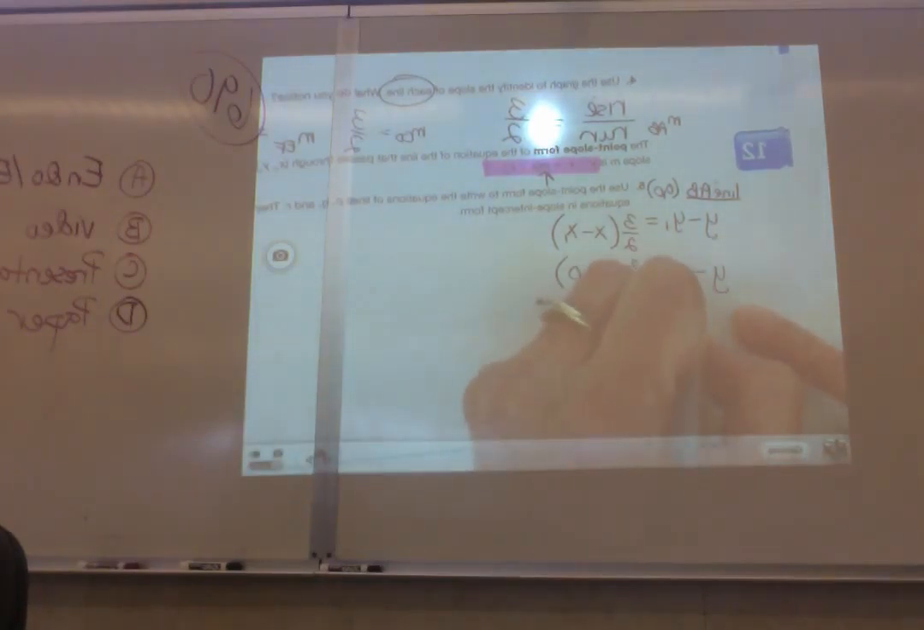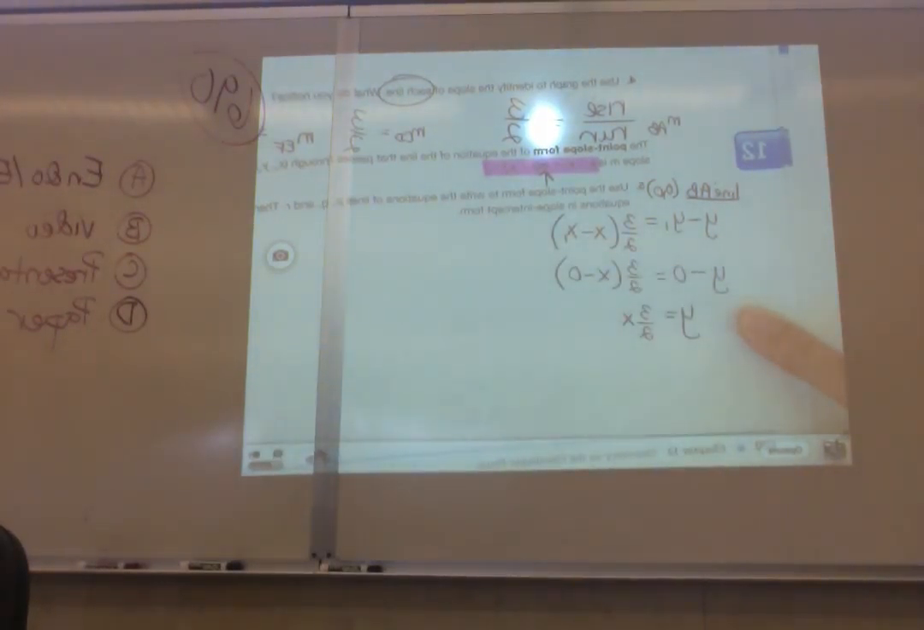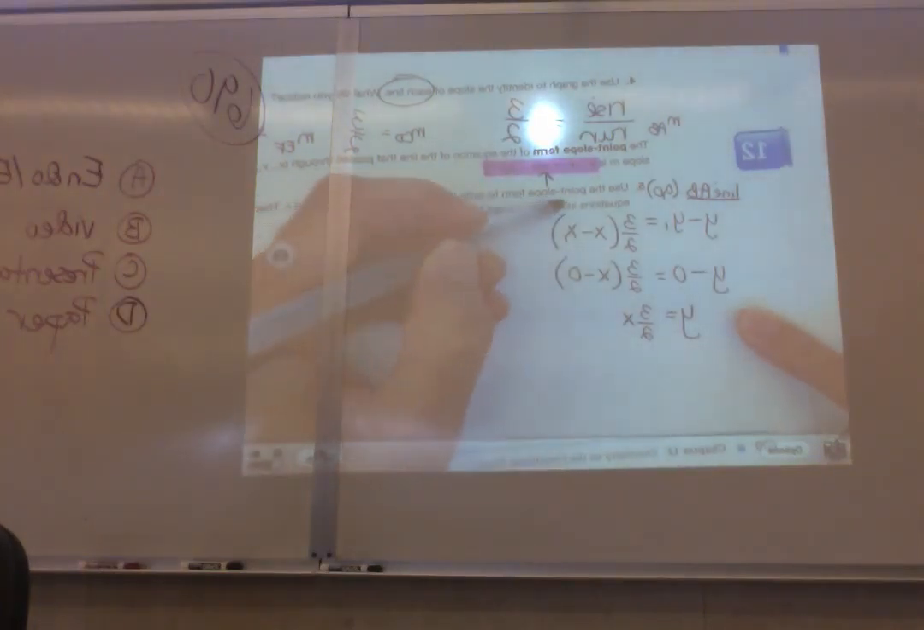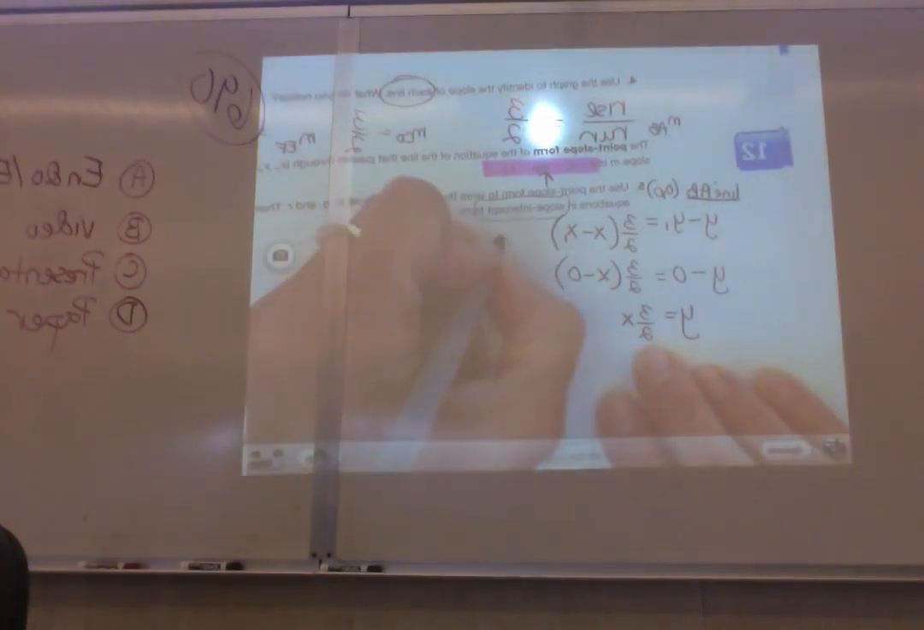Here's how this simplifies on down. Y equals 3 over 2. What's x minus 0? X. Okay. So they wanted it in point slope form and in slope intercept form. Slope intercept is y equals, it's already in y equals this one because of all those zeros.